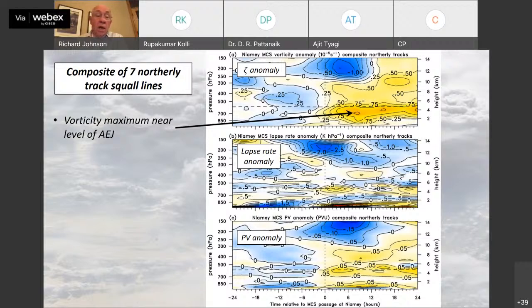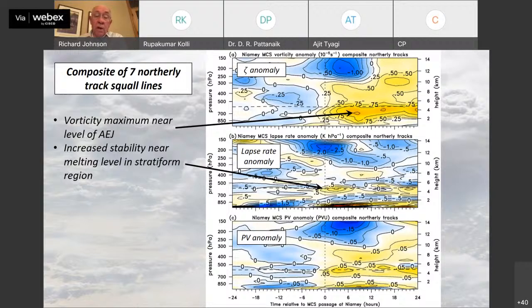There's a vorticity maximum anomaly near the level of the African easterly jet, around 700 millibars. And this is on the cyclonic side of the African easterly jet. So basically, as the squall line moves by, there's a circulation that comes in that intensifies and amplifies the vorticity, say 6 to 12 hours after squall line passage.